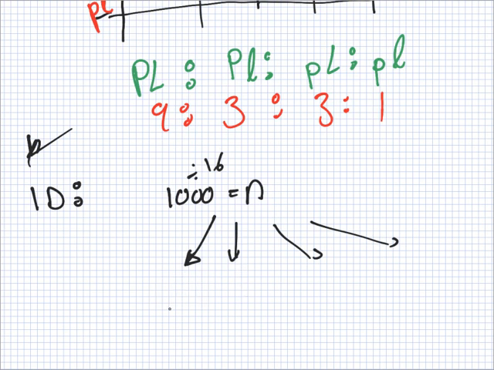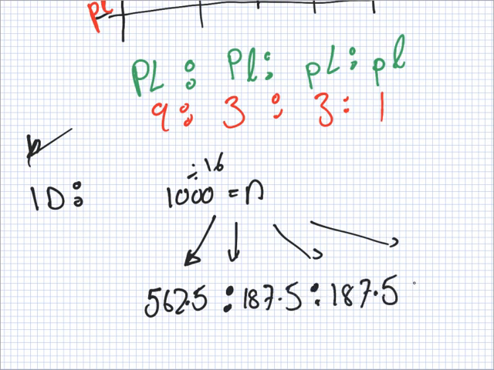Oh, it's 6 times 9. Yeah, times 9. What is it? 562.5. And the next one, 1000 divided by 16 times 3? 187.5, and then 187.5. And the last one, 1000 divided by 16? 62.5. So that's how many you expect to get. You expected 562.5 purple long.